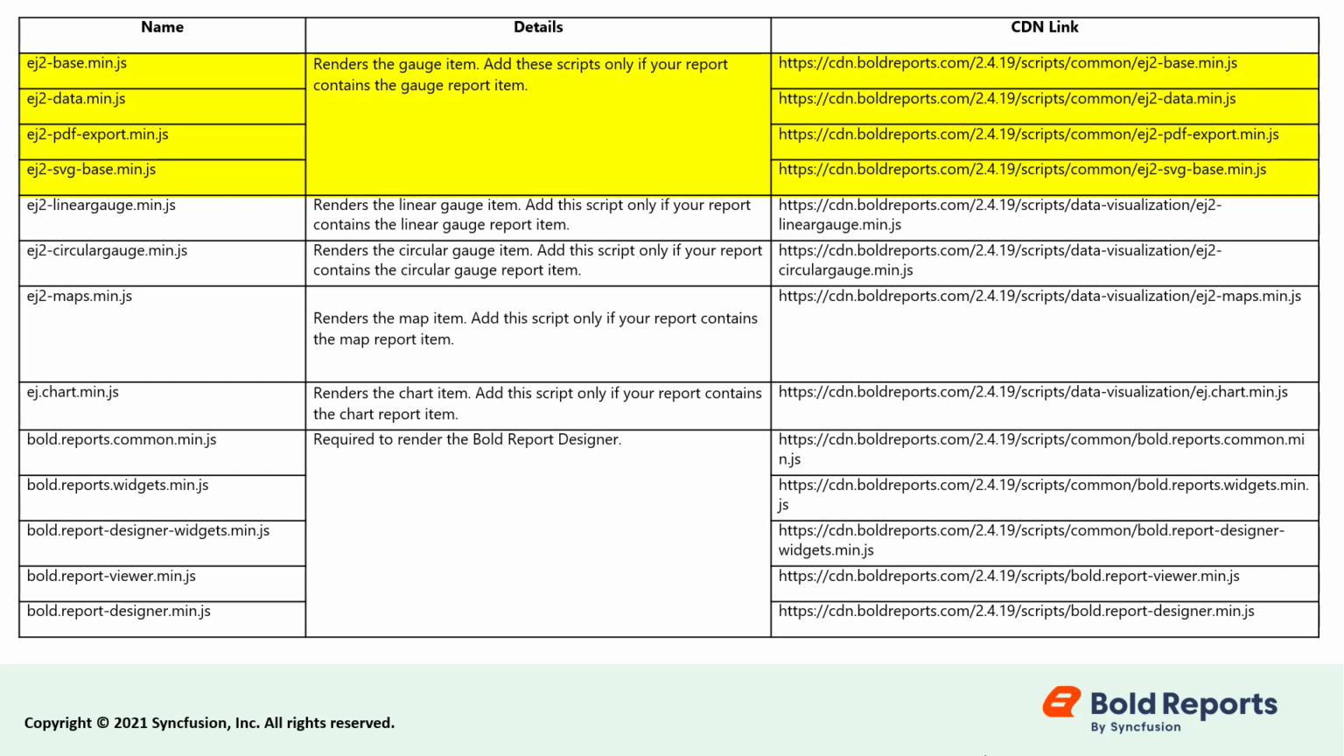EJ2base.min.js, EJ2data.min.js, EJ2pdfexport.min.js, and EJ2svgbase.min.js are used to render the gauge item. EJ2lineargauge.min.js renders the linear gauge report item. EJ2circulargauge.min.js renders the circular gauge report item. EJ2maps.min.js is used to render the map report item. EJ2chart.min.js renders the chart report item.